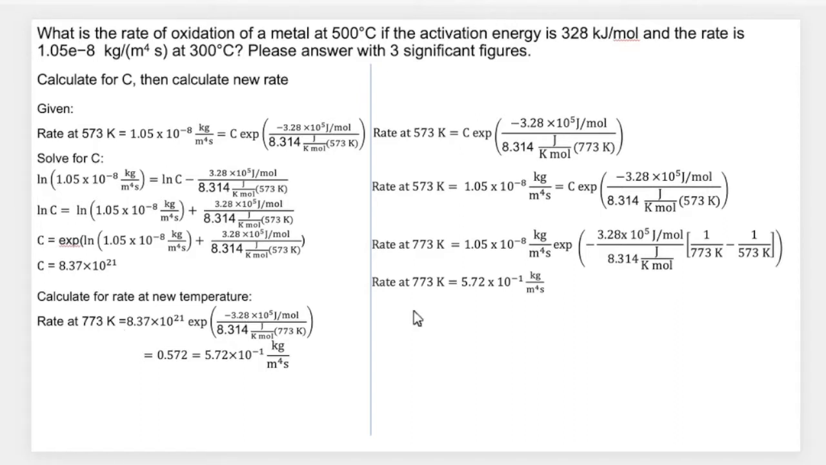The second way of calculating the rate at 500 degrees Celsius is to use the set of equations for the rate at 300 degrees Celsius and 500 degrees Celsius. And if you divide the two exponential values, you see that you can get the rate at 773 Kelvin or 500 degrees Celsius to be the same as the first method.